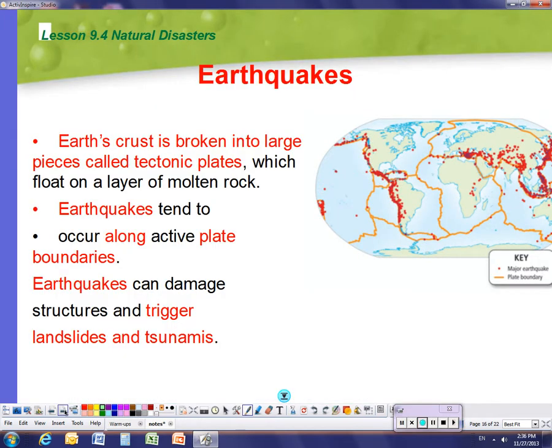All right, and then earthquakes. So Earth's crust is broken into larger pieces called the tectonic plates. Earthquakes tend to happen at the boundary lines. So all these red dots in this picture here, that is showing you all of the earthquakes.